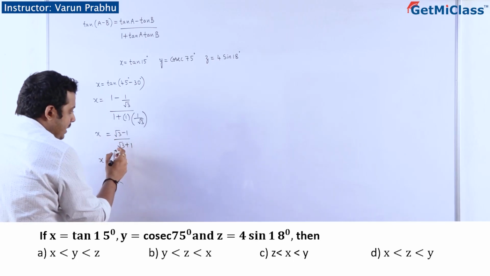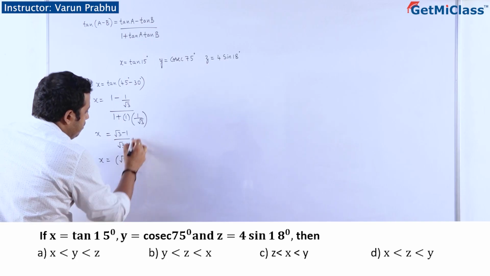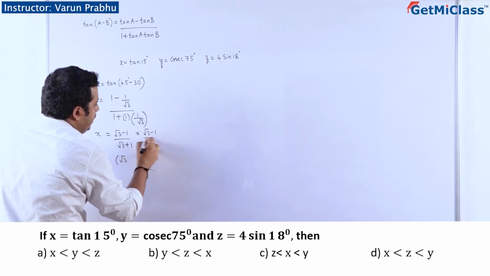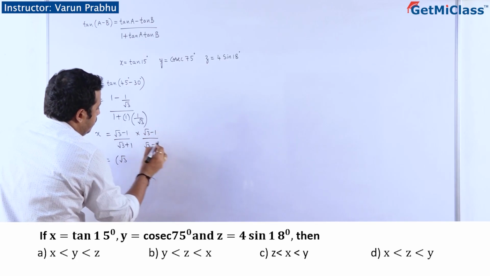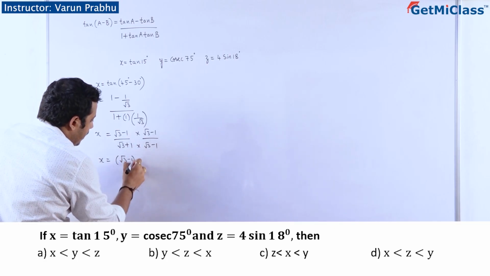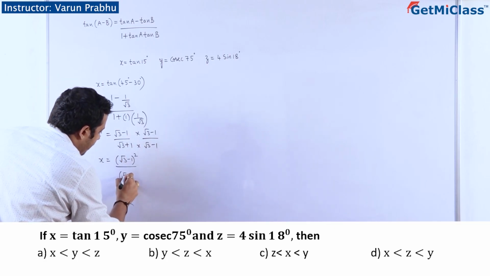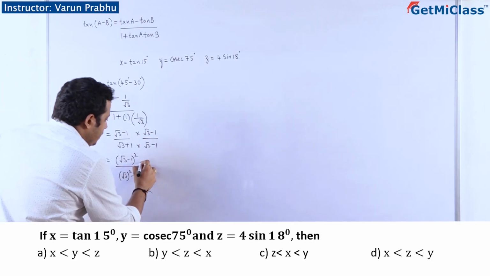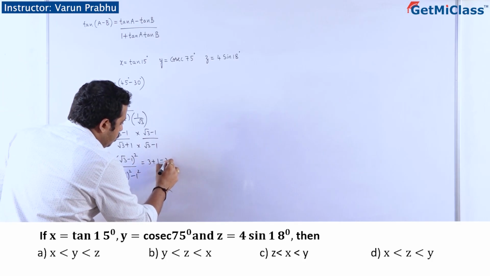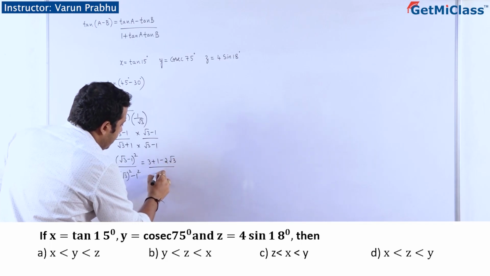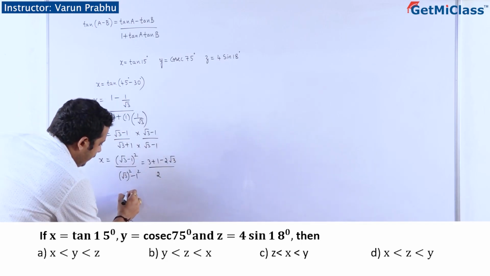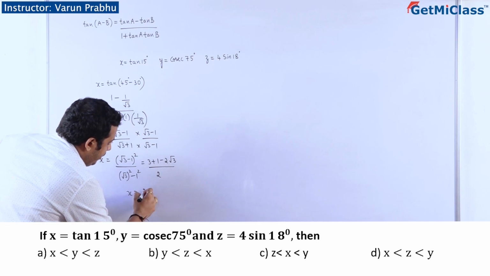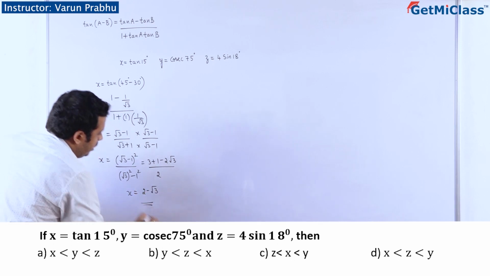To be more precise here, we can multiply by root 3 minus 1 divided by root 3 minus 1. So root 3 minus 1 the whole square divided by root 3 square minus 1 square. Correct or not? So this is nothing but 3 plus 1 minus 2 root 3 divided by 3 minus 1, which is 2. So the value of X is equal to 4 divided by 2, which is 2 minus root 3. Correct or not?